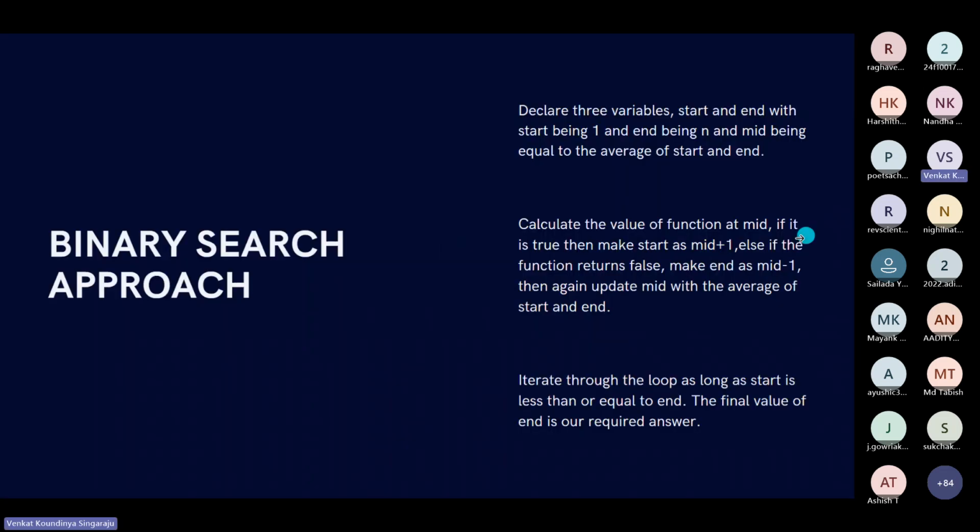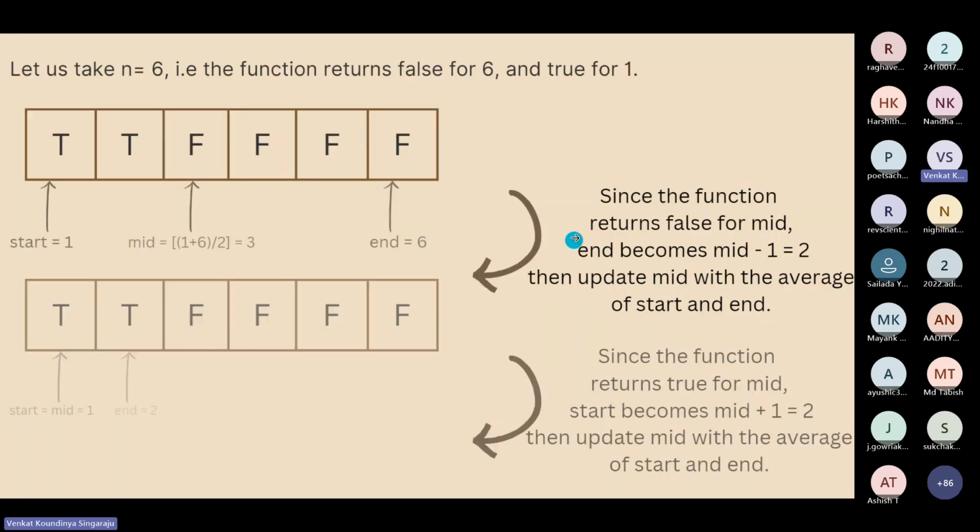And similarly, if your function value turns out to be false at mid, you make end as mid minus 1. Why? Because if your function turns out to be false at mid, for all the elements to the right of mid, it will certainly be false. So let's say here your mid was at 3 and it is false. So for all the elements lying to the right of mid, it is false. So the greatest element for which it is true won't lie to the right. It will certainly lie to the left of mid.